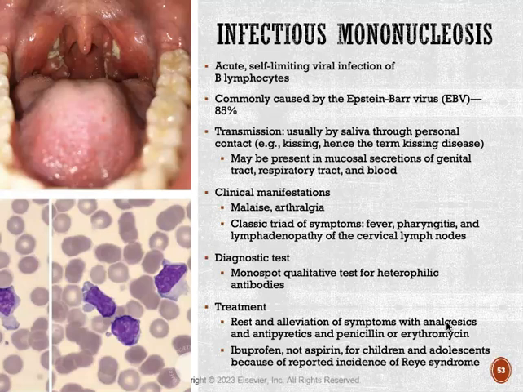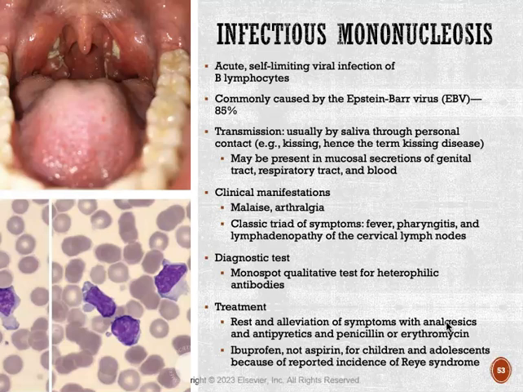And this is a self-limiting viral infection that primarily affects our B lymphocytes or B cells. And it's usually caused by the Epstein-Barr virus, and that accounts for about 85% of the cases. And our transmission will occur through the saliva, hence the name, or nickname rather, the kissing disease, but the virus can also be found in respiratory, genital, and blood secretions.